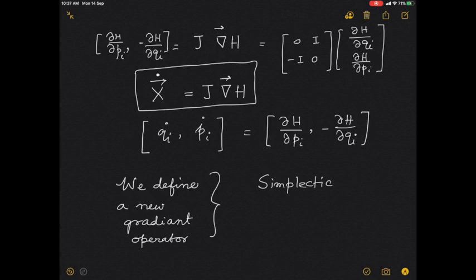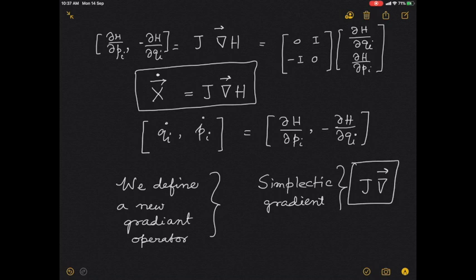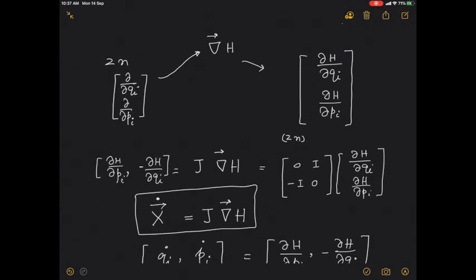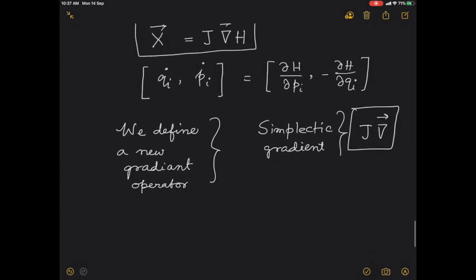This is called the symplectic gradient. What is this? This is J times grad. So this is my new gradient operator. If I use that new gradient operator, then I can write the canonical equations in this form, that the time derivative of the vector equals the gradient of a scalar. Now you may ask why it is important. Why do you want to write it in this form?